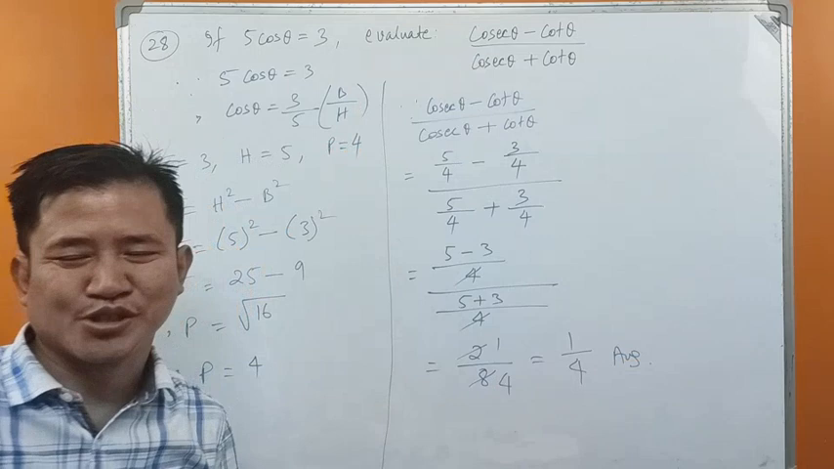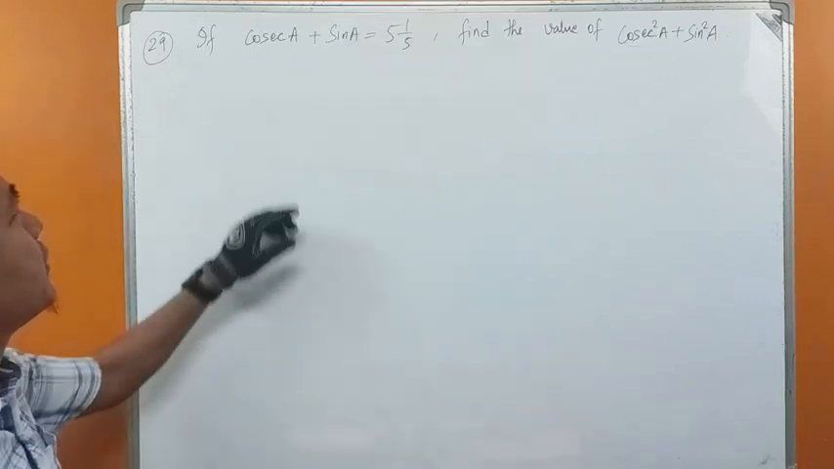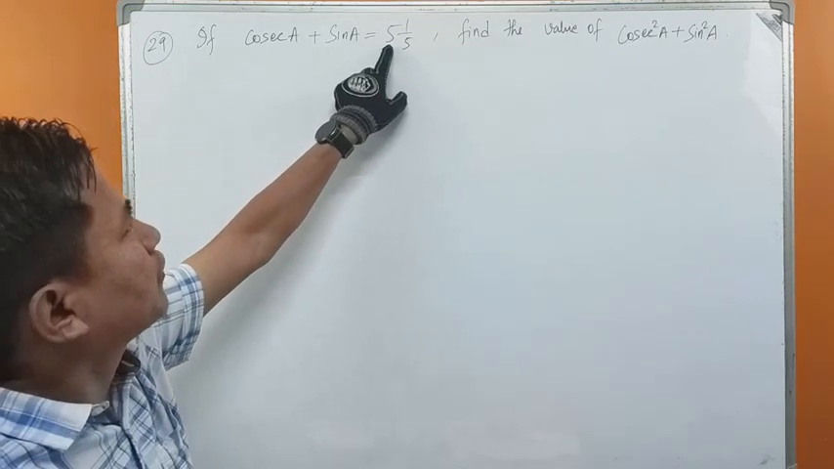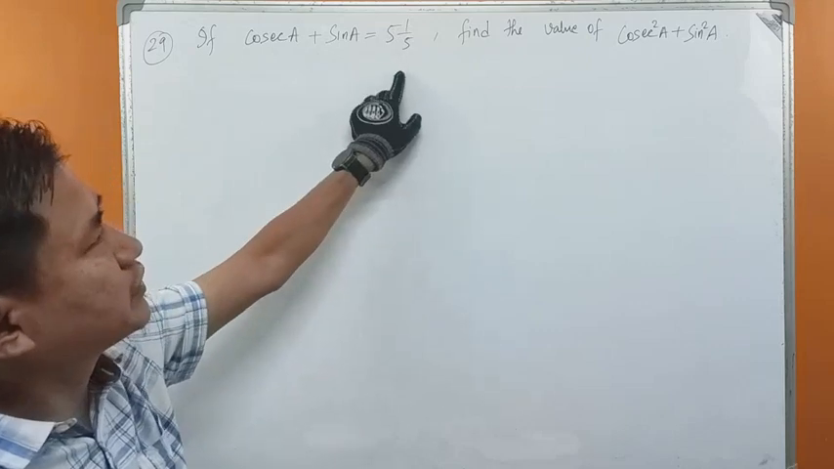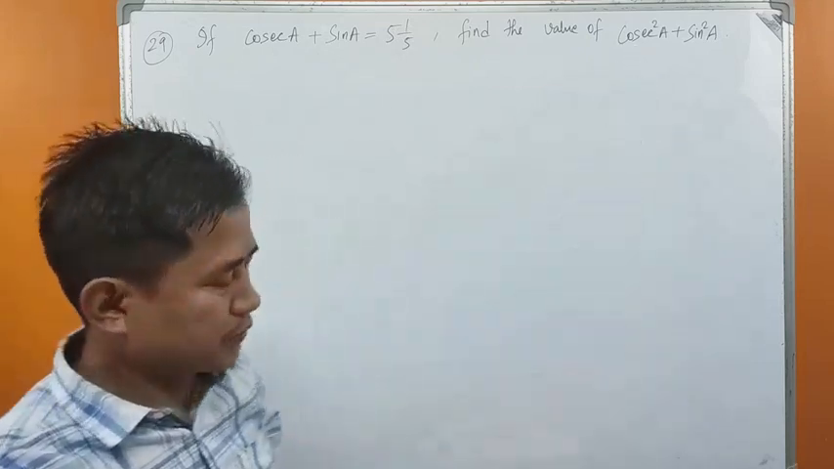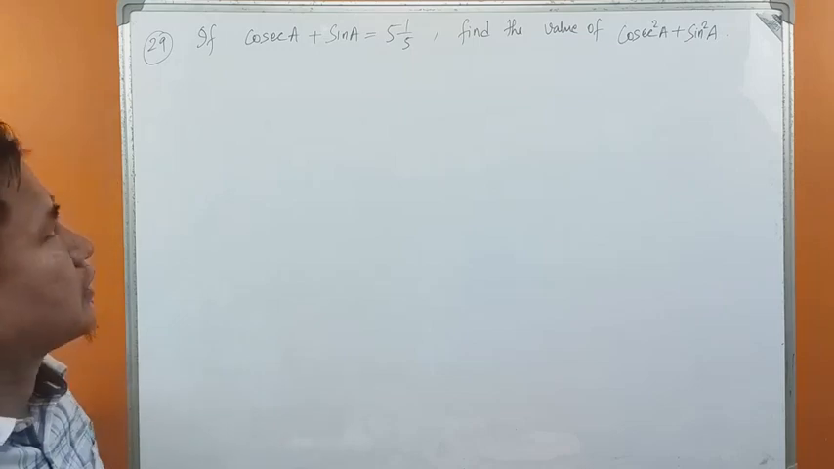Now let us do the next question. Okay, let us do question number 29. Cosec A plus sin A is 5 whole 1 upon 5. This is the given condition. We are asked to find the value of this expression. Okay, cosec squared A plus sin squared A.